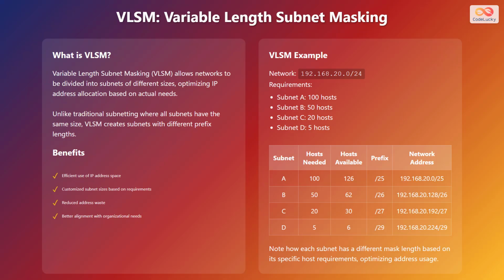192.168.20.128. Subnet C would use a /27 prefix, which allows for 30 hosts, and the network address would be 192.168.20.192. Finally, Subnet D would use a /29 prefix, which allows for 6 hosts, and the network address would be 192.168.20.224. As you can see, each subnet has a different mask length based on its specific host requirements, which optimizes address usage.